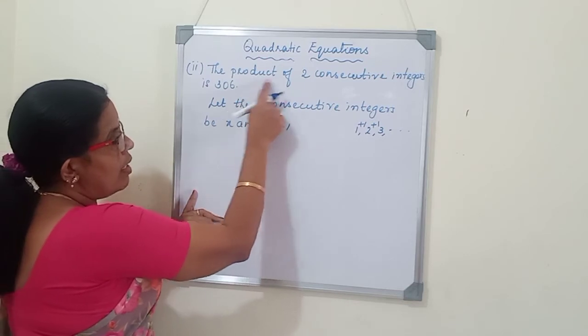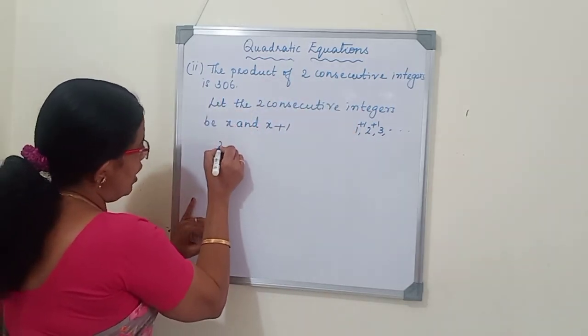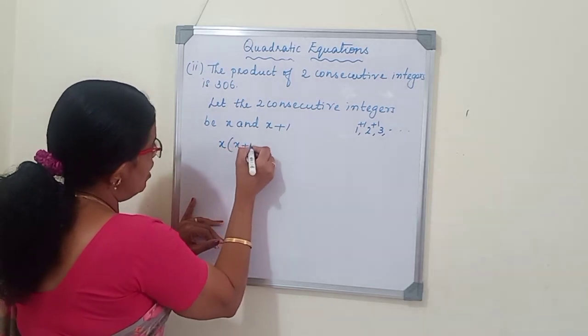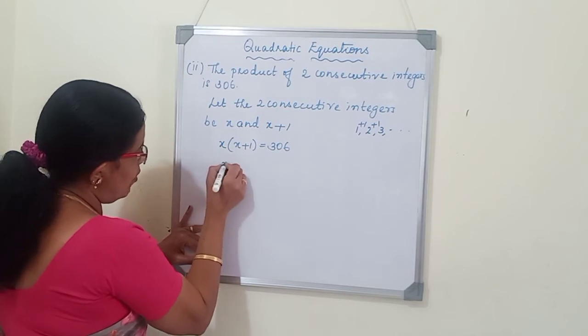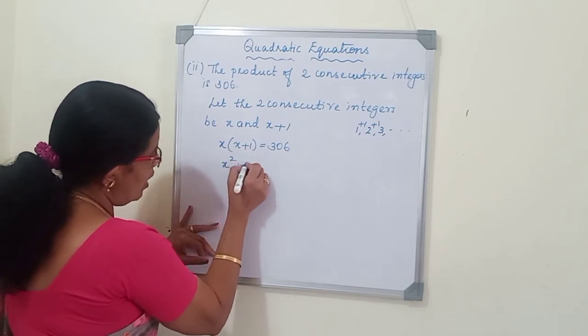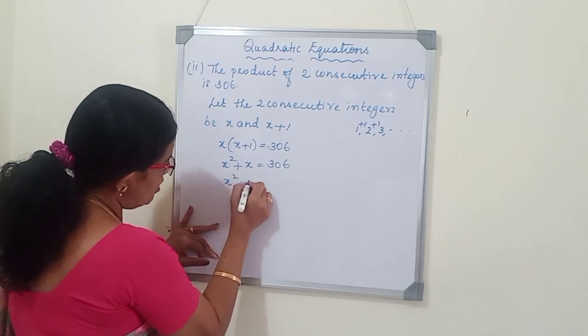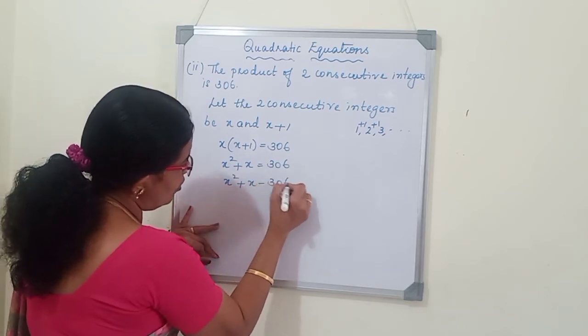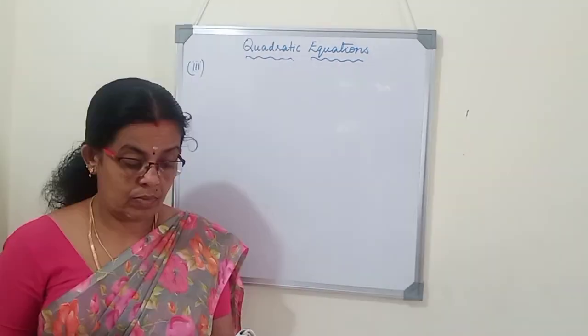And they have given that product of the two consecutive integers is 306. So, x into x plus 1 is equal to 306. x into x, x square, plus x into 1, x, is equal to 306. x square plus x minus 306 is equal to 0. So, this is the quadratic equation.